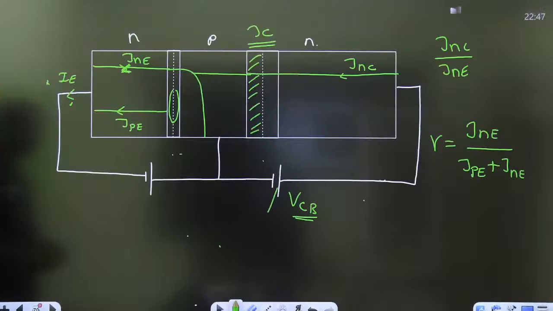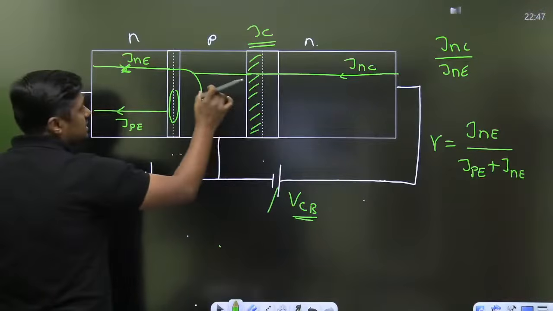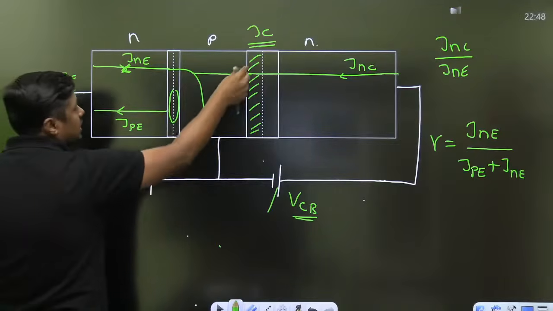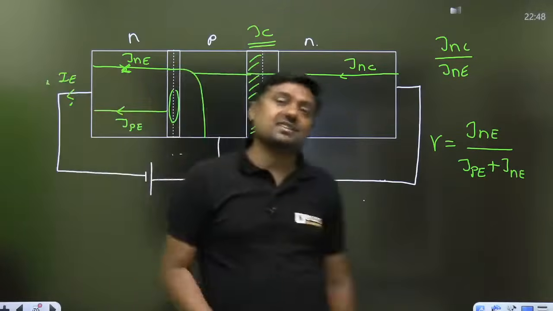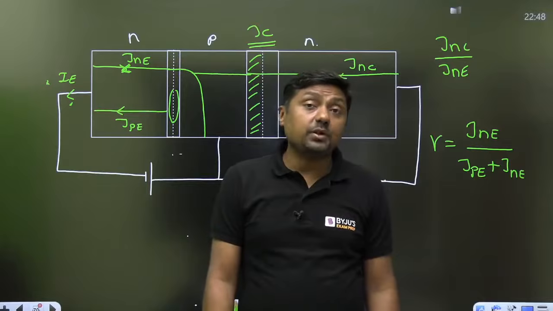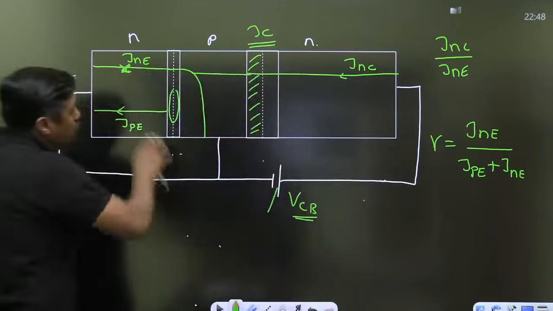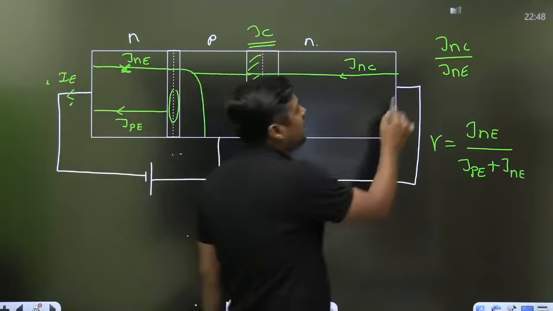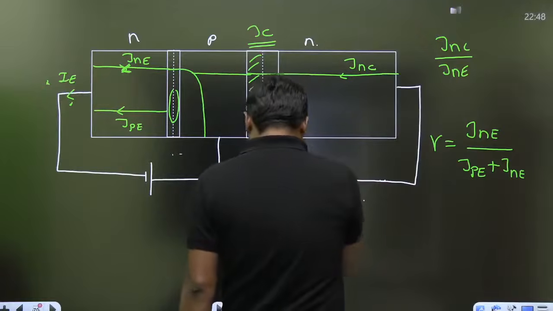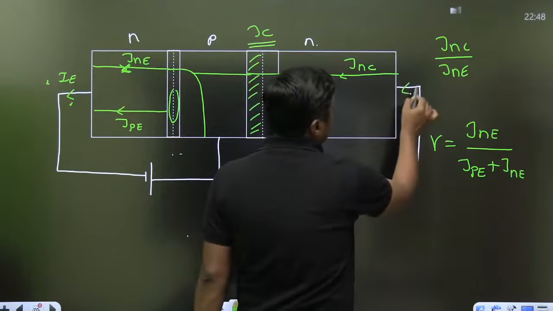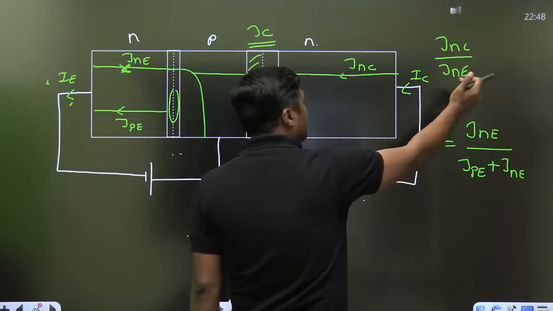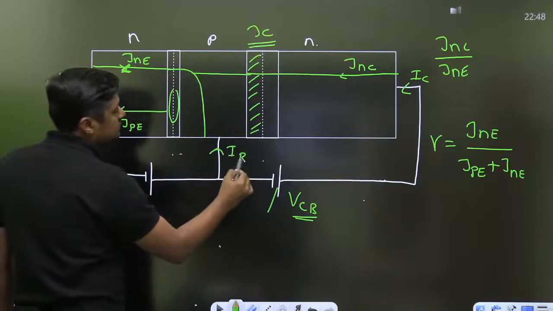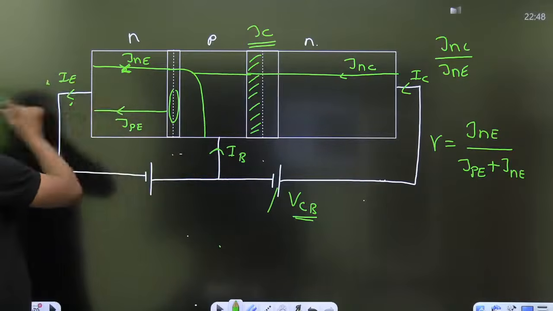Early effect. So when we are increasing the VCB, depletion layer increases, recombination will decrease, because when the depletion layer increases in the base, depletion layer means there is no mobile charge carrier. If no mobile charge carrier exists, recombination will reduce. Then more electrons will reach the collector junction, and definitely the collector current will increase. Remember, in case of NPN transistor, collector current inside, emitter current outside, base current inside. That is the direction of the collector current, base current, and emitter current.